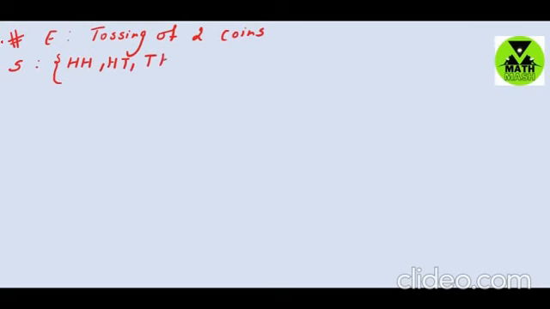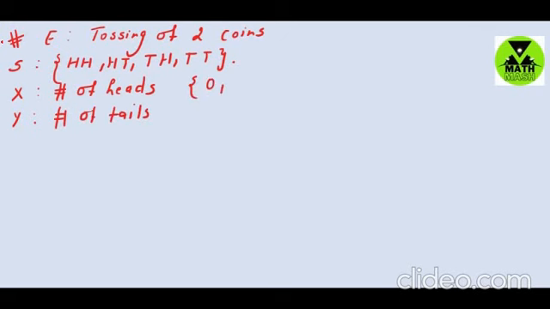Now look at the examples one by one. First example, suppose the random experiment is tossing of two coins. The sample space for this random experiment is head head, head tail, tail head, and tail tail. X denotes the number of heads, and y is the number of tails. So x is assuming values 0, 1, 2, and y is assuming values 0, 1, 2.